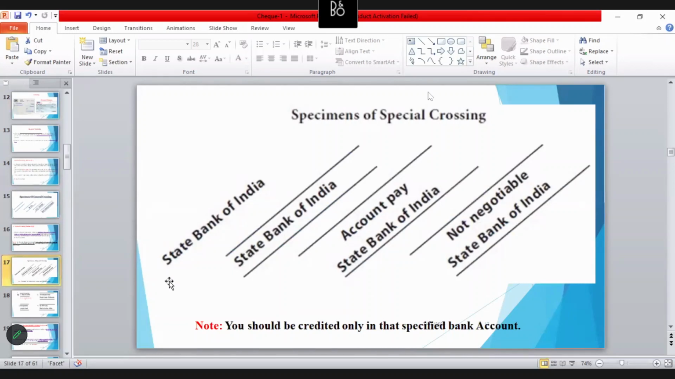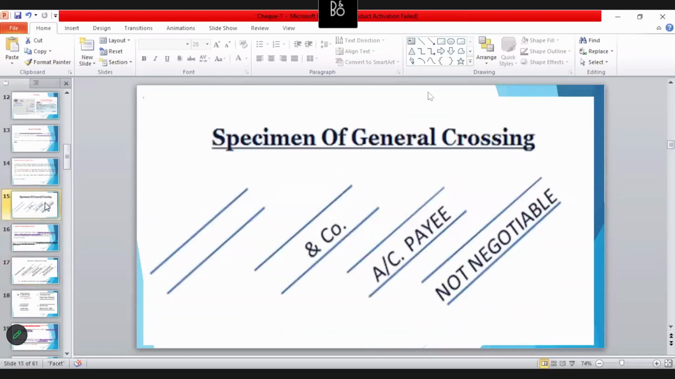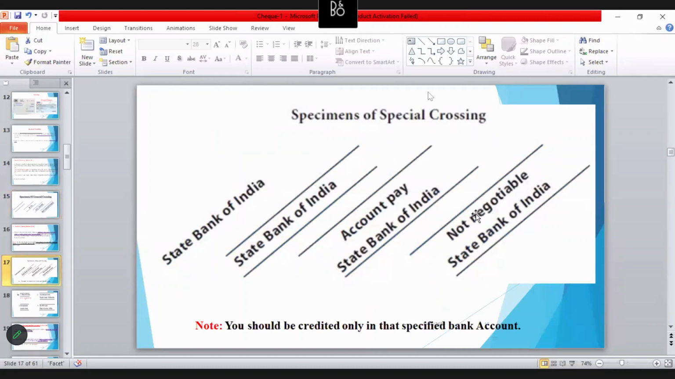Within this general and special crossing, you can see the words not negotiable. See here, it's a special crossing, and even within this special crossing you can notice that the words not negotiable are there, as well as in general crossings too. Here nothing is written between the two parallel lines except company account payee and not negotiable, so it is known as a general crossing. In both types of crossing you can see the words not negotiable.